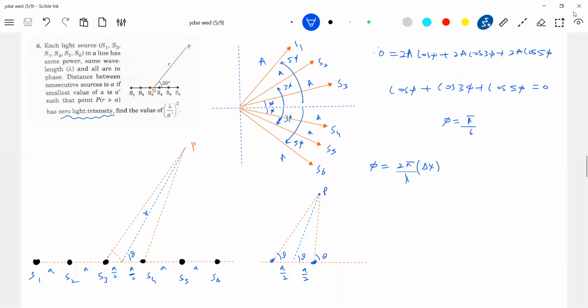No, he's asking, see, we have to find lambda by a, no? Delta x in terms of a, you have to bring it. So delta x is between what now? So what is this? Cos theta. Is it a cos theta or a by 2 cos theta? A by 2 cos theta. A cos theta, sir.